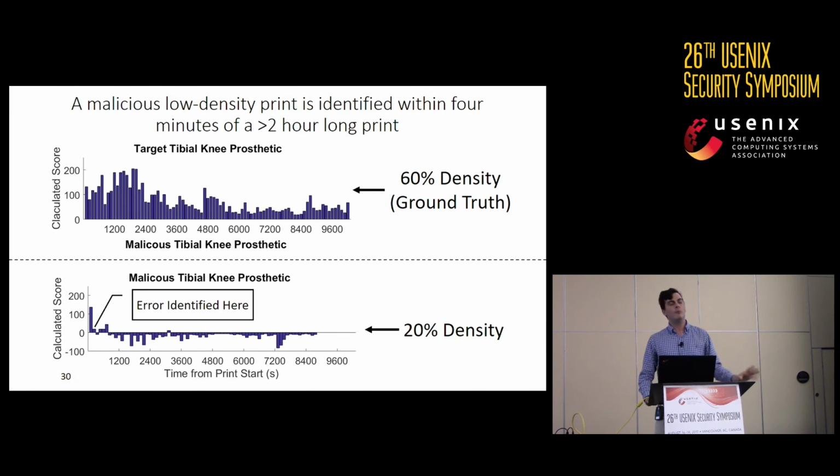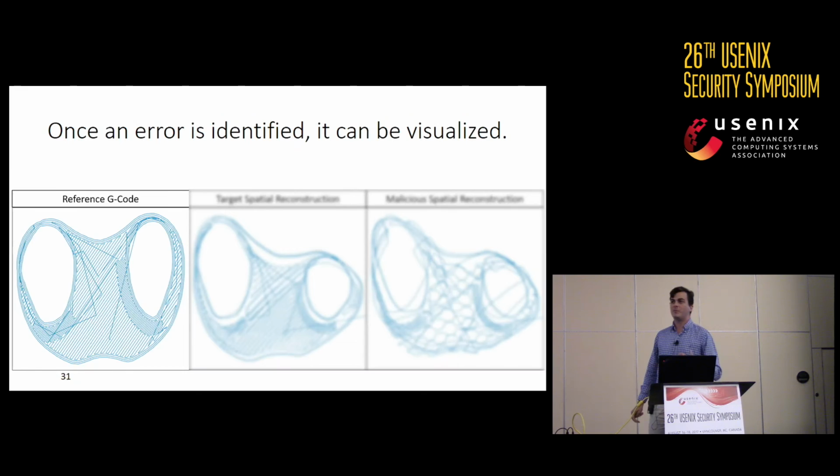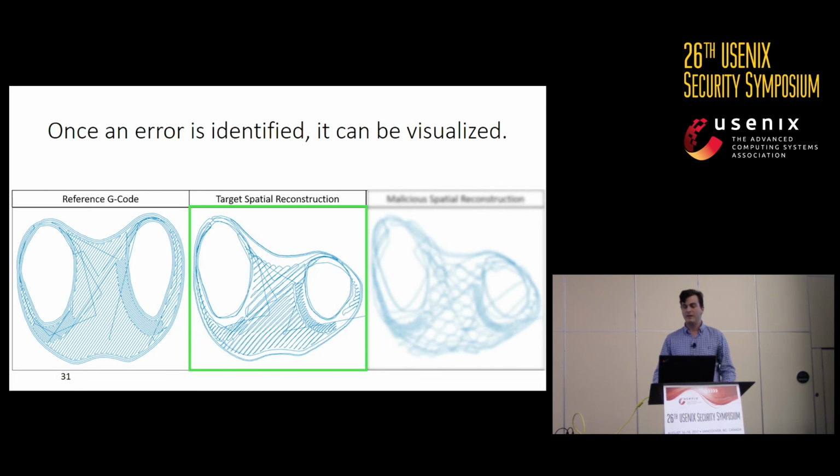So right now we don't know what the error is, but we can go to our spatial visualization and figure out what it is if we don't have direct access to the 3D printer. So we have our reference code. These are the instructions that are being sent. If the prosthetic knee is as we expect, we should see something like this. The fill pattern is linear. The density is about what we expect it to be.